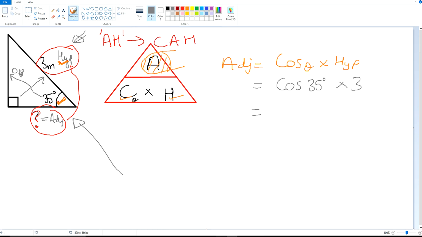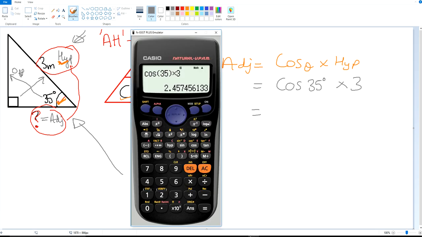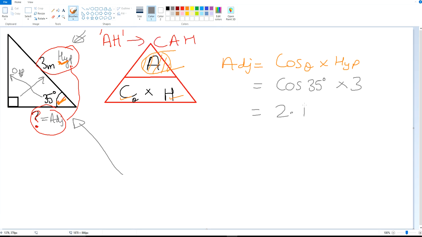Let me see if I can memorize the answer. 2.4574, that's enough. So the adjacent is equal to that. Now we need to round that off, because we've got 3 meters of hypotenuse. I would say give it to 1 decimal place, so we need to stop there.